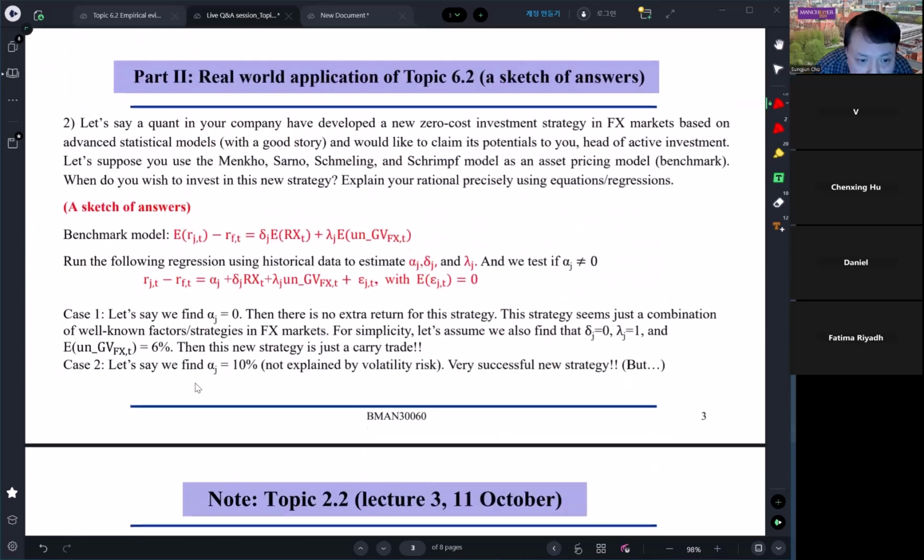And the next one is actually very important. This one, part two questions.